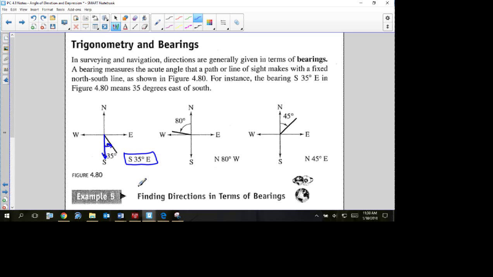I just have to do a picture of my head. That's what I am doing right here. And I do it too. I have to draw the picture for these. I have to. I'm a visual person.